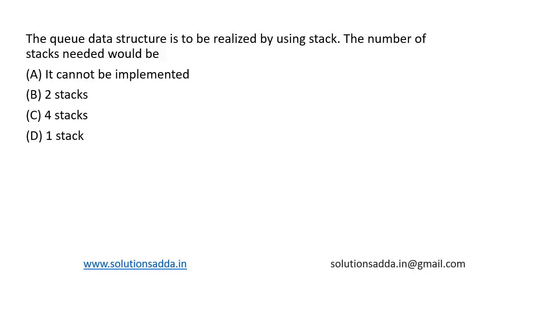This is a question from data structures. The Q data structure is to be realized using a stack. The number of stacks needed would be, and 4 options are given. This is a very basic question in data structure regarding stack. So a Q data structure can be realized using a stack, and the number of stacks needed would be 2. Either it can be done by making the pop operation costly, or by making the push operation costly. So anyhow, the correct answer is option B, 2 stacks.